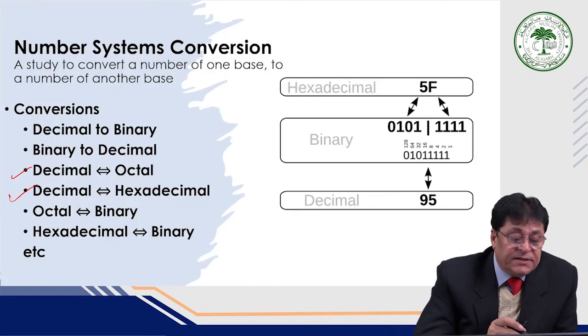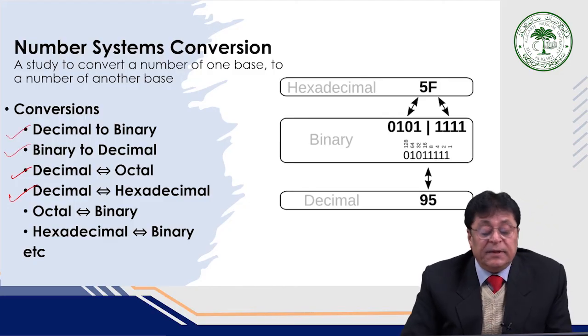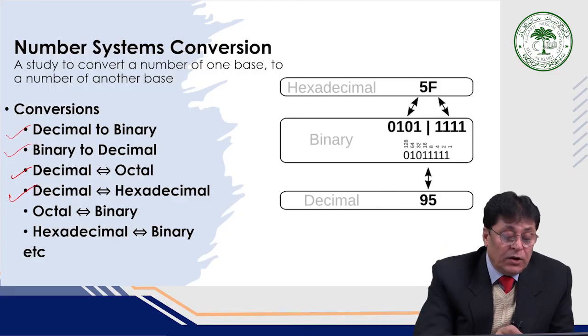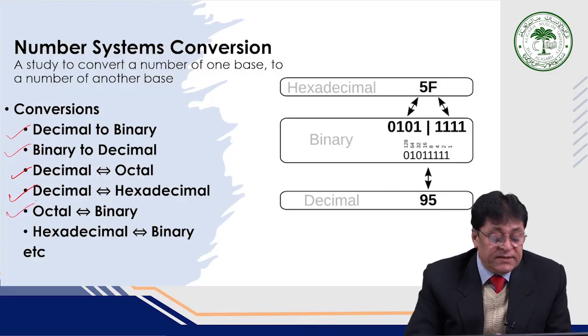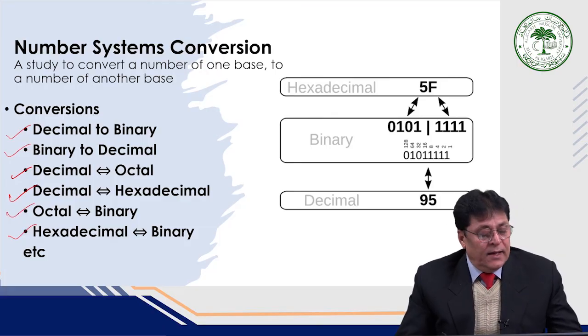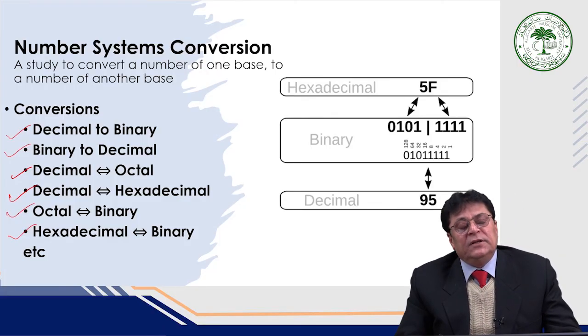So we have discussed conversion of decimal to binary, binary to decimal, decimal to octal and vice versa, decimal to hexadecimal and vice versa, octal to binary and vice versa, hexadecimal to binary and vice versa. I hope you will practice with more examples.